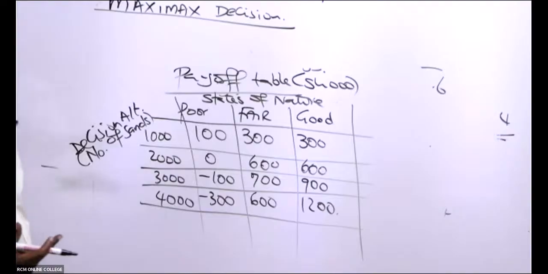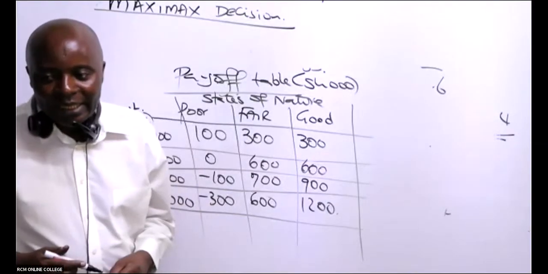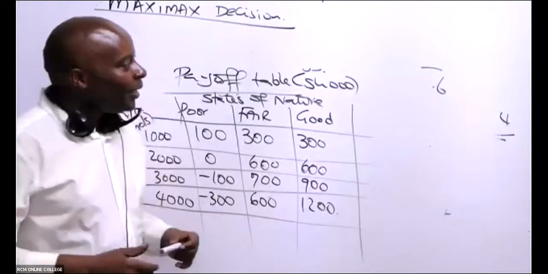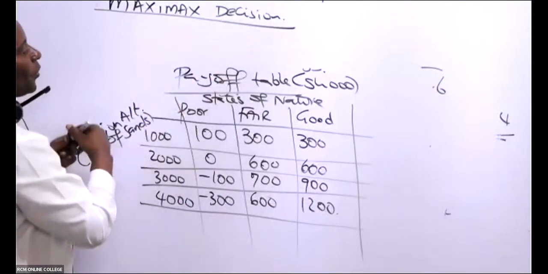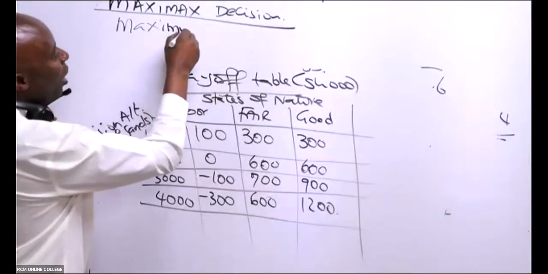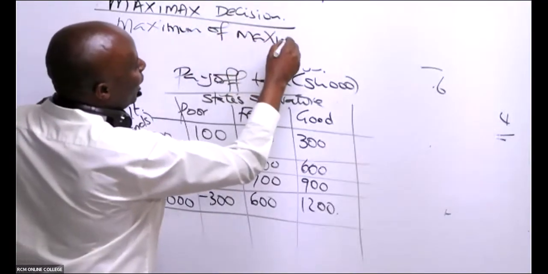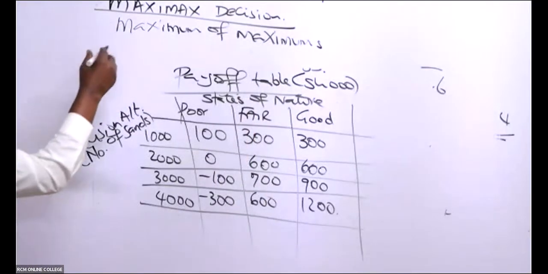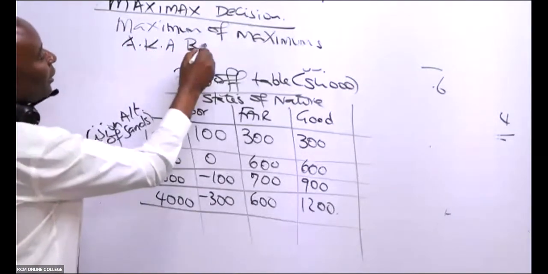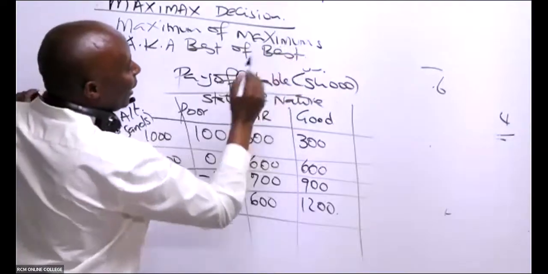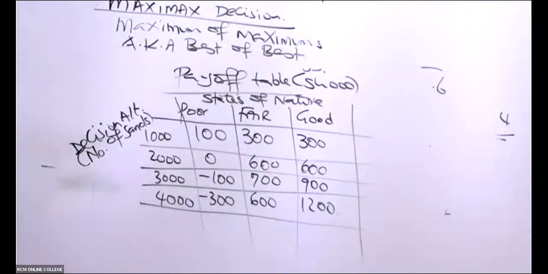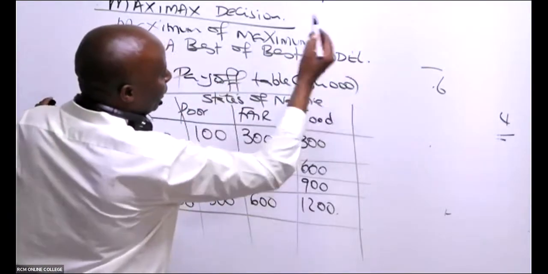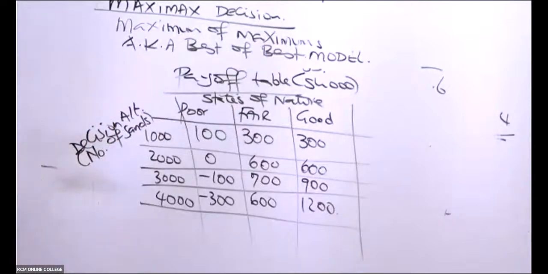So this maxi, first of all, stands for what? Maximum of maximums. Yes, it is maximum of maximums. It is also known as best of the best model. Also known as best of the best model.